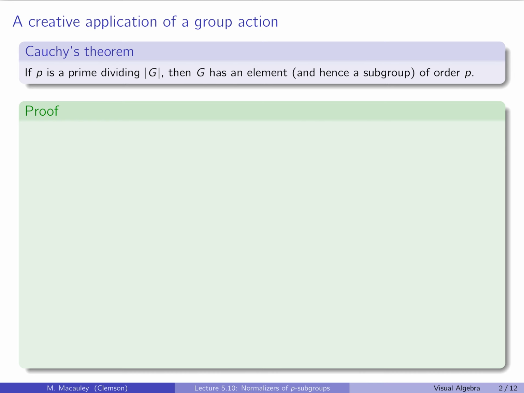Let's start with a fundamental result known as Cauchy's theorem. This says if p is a prime dividing the order of a group G, then G has an element, and hence a subgroup, of order p. In particular, if the order of the group is even, then there's an element of order 2. This is something that, if you're like me, you never really thought about. You just sort of assumed that there was one, but it has to be proven. And the proof requires, as far as I know, a very unusual application of a group action. So let's see how it goes.